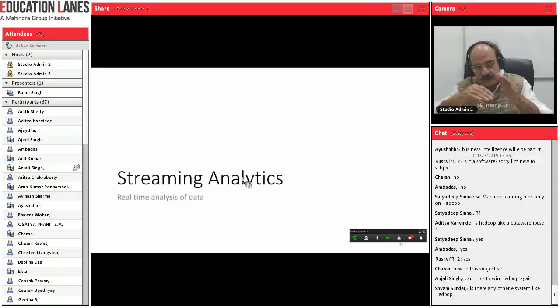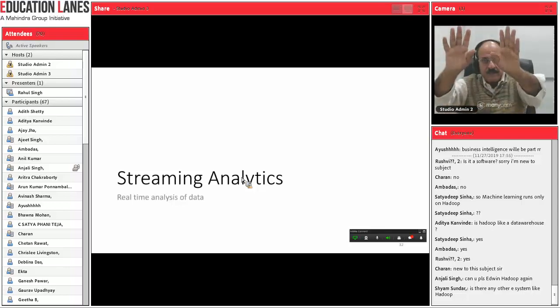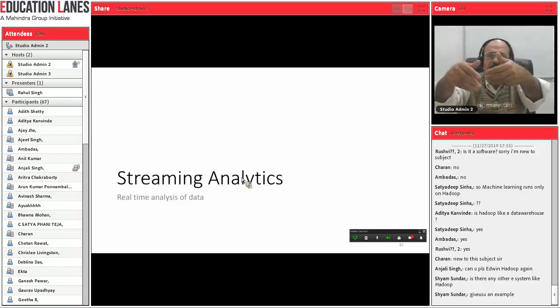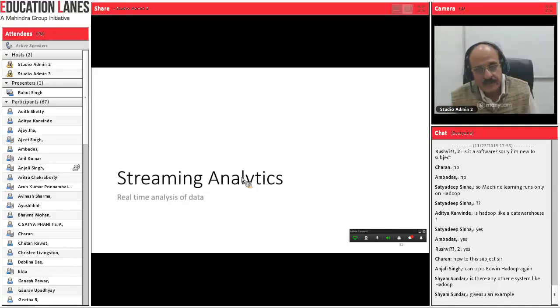Hadoop stores data and then presents it to the application. Now you do your machine learning job. Spark does the machine learning job. You build models, find patterns, and give them to the customer. Okay.